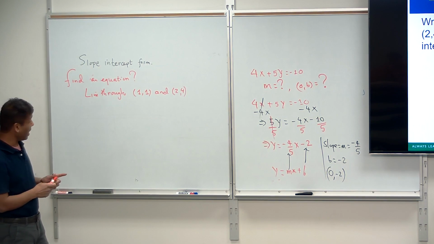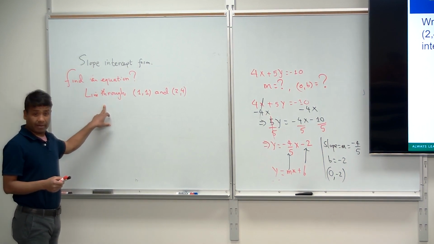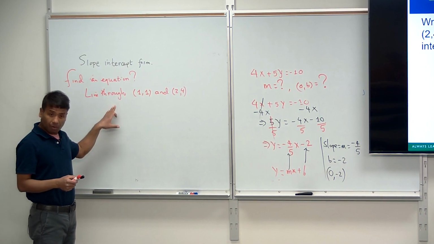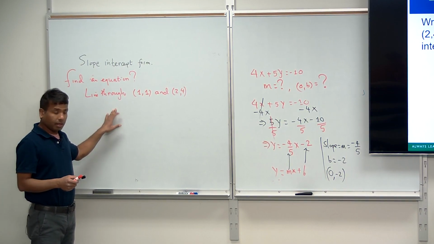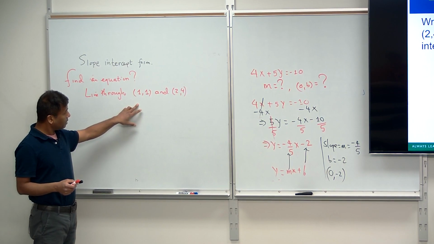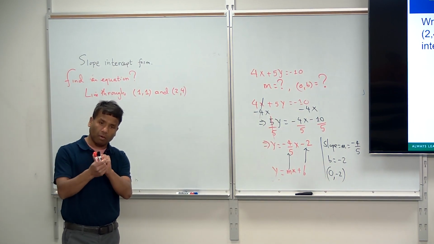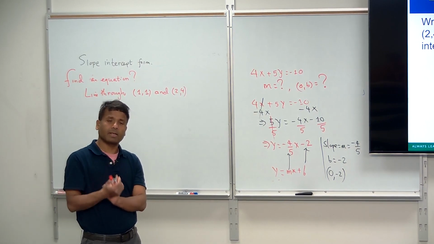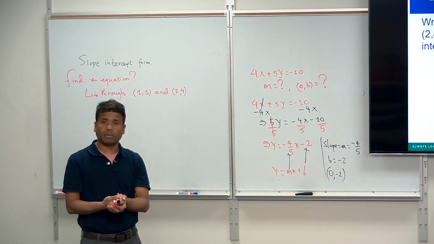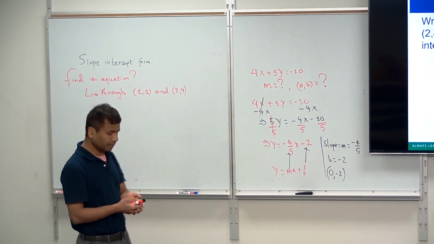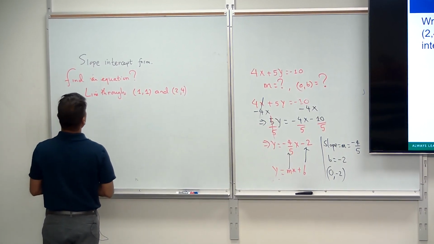You know how to find the equation of the line, right? First, you need a slope. If you have 2 points, you can find the slope. And then if you have a slope and a point, you can find the equation of the line using point slope form. That makes sense? Okay. So how do you find the slope, guys?